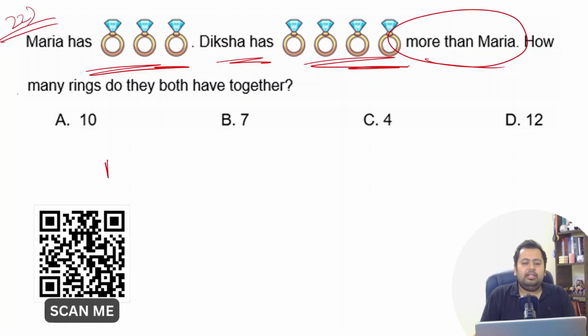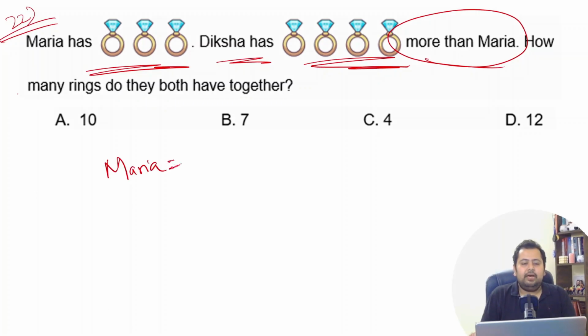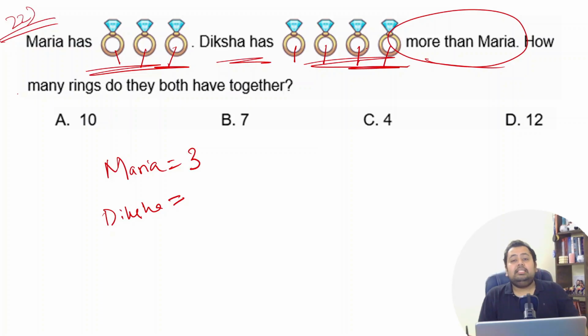Great. So Maria has how many rings? It is one, two, and three. So Maria has three diamond rings with her. What does Diksha have? She has one, two, three, four. Diksha has four more than Maria. Diksha doesn't have four. She has four more than Maria. So it will be three plus four. That is seven, right? So Diksha has seven diamond rings.